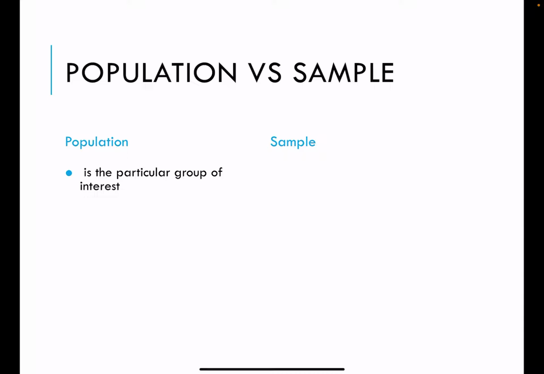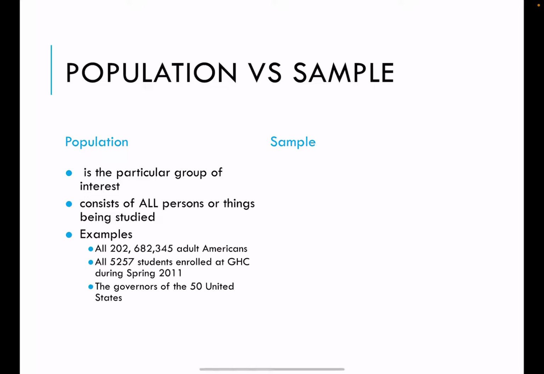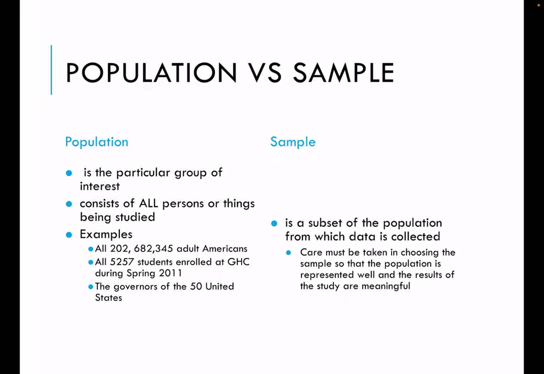So the population is a particular group of interest. It consists of all persons or things being studied. For example, all the students in BHCC, that is a population. Or all the adults in the US, that is a population. The governors of the 50 United States, that is a population.